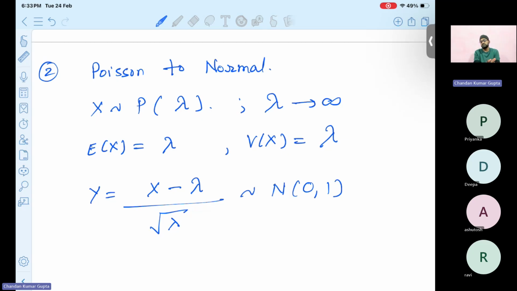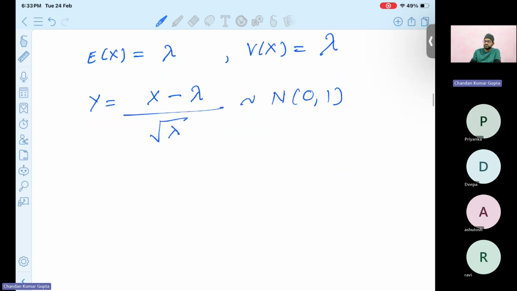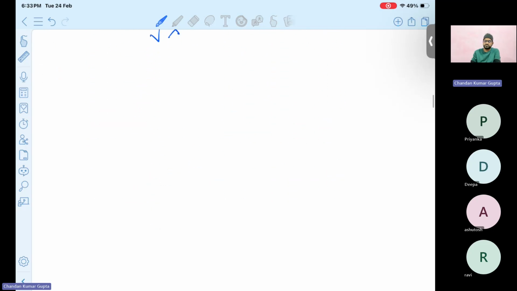You may also remember that in the last class we discussed when a binomial distribution converges to a normal distribution. Sorry, when a binomial converges to a Poisson. This has already been discussed in the fourth week lecture. So these are some of the approximations used. Now we have some more distributions, not some more actually, we have the log normal distribution.